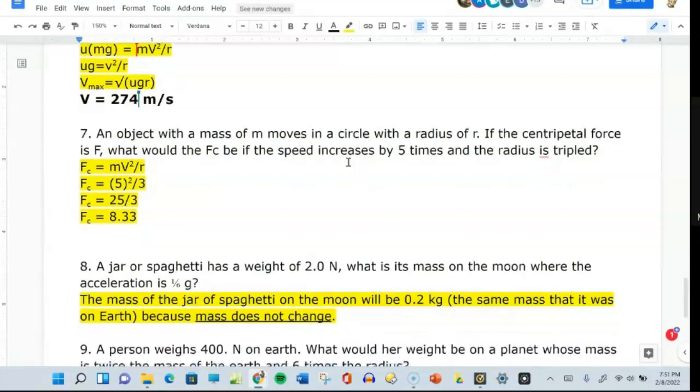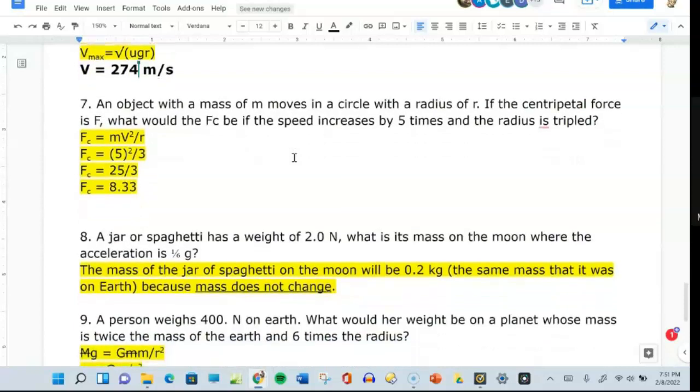You know, especially if it's a little muddy. But if you're going slowly, if you're walking in a circle, nobody worries about slipping. An object with a mass of m moves in a circle of radius r. Centripetal force is F. What would the centripetal force be if the speed increased?